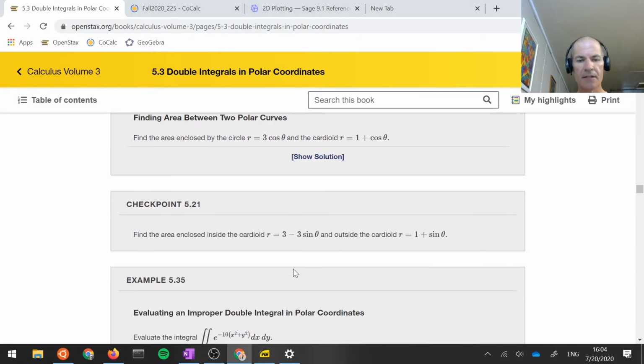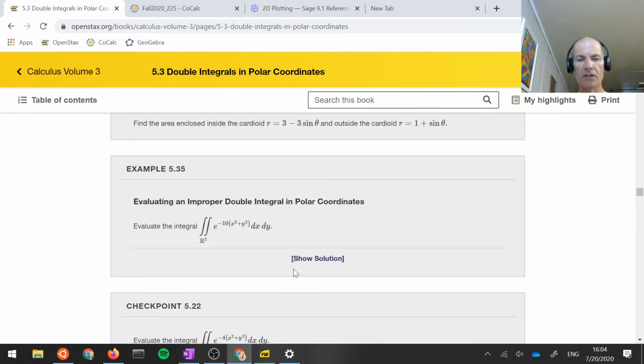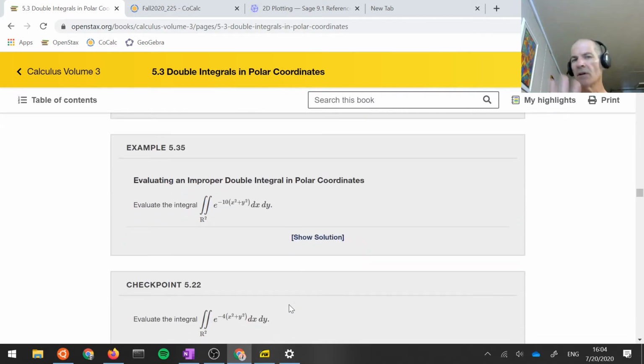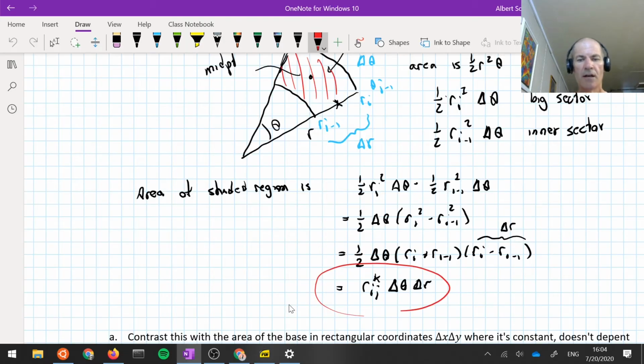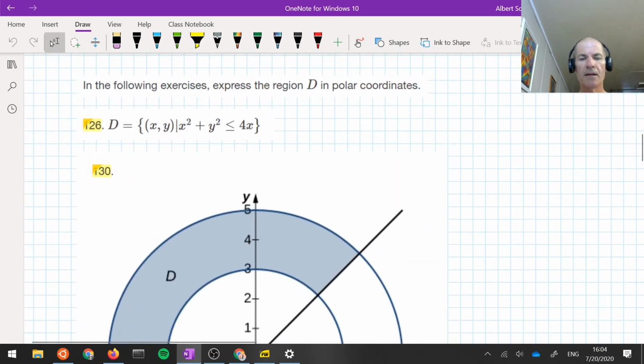Last thing here, I think there's a brief discussion of improper integrals over polar coordinates. We're going to de-emphasize that. If we encounter improper integrals later in the semester, I'll certainly talk about it then, but we're not going to focus on it today. So for the exercises, let's go over to our notes here and work through these one at a time.